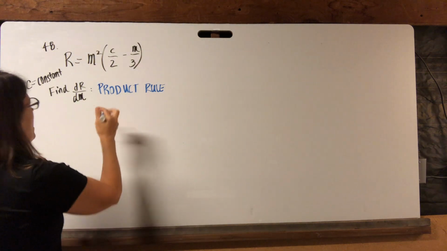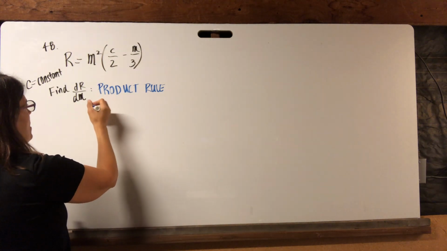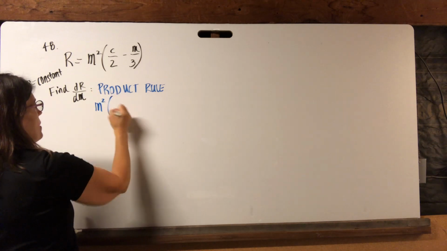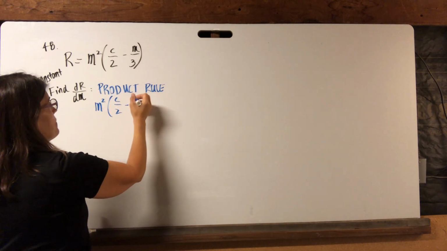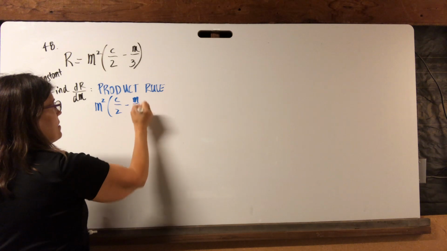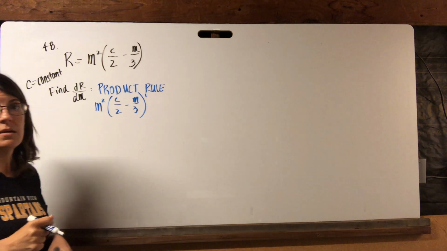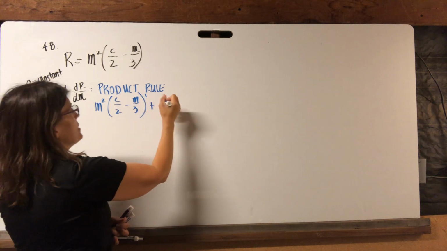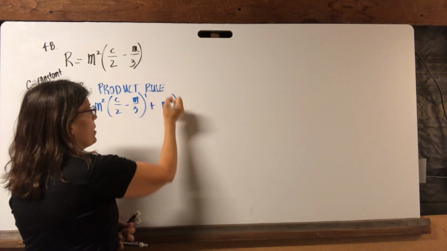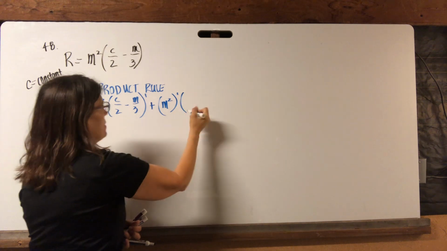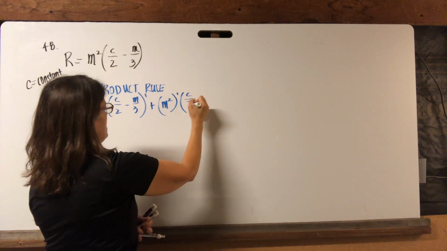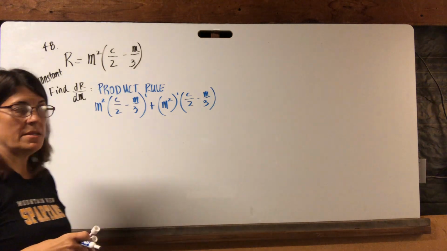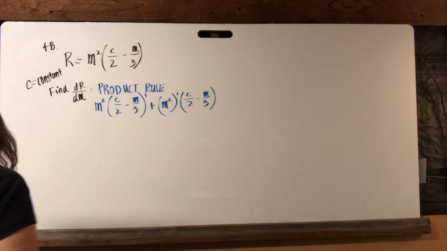Pause the video, see if you get the same thing as me, or do the work and then check the PDF. Okay, so the product rule, I said, okay, this is m squared times the derivative of c over 2 minus m over 3, plus the derivative of m squared times the quantity c over 2 minus m over 3.